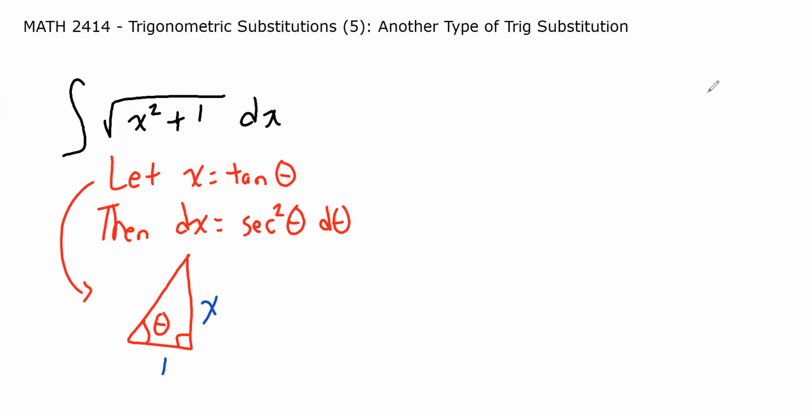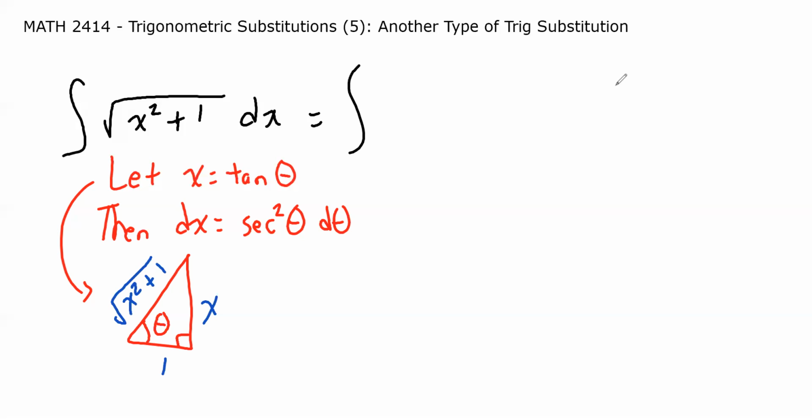In anticipation of needing the hypotenuse, if we did the Pythagorean theorem, we would get the square root of x squared plus 1. Not a coincidence that that is also the square root inside the integral. All right, so determine your substitution, differentiate it, and draw the picture for it. And let's see what happens.